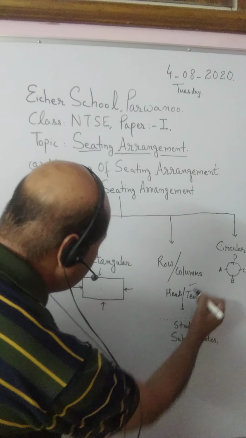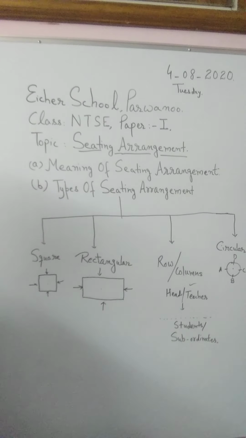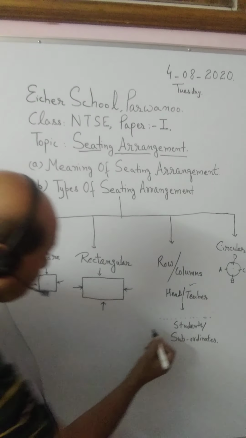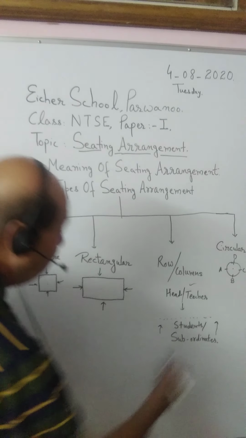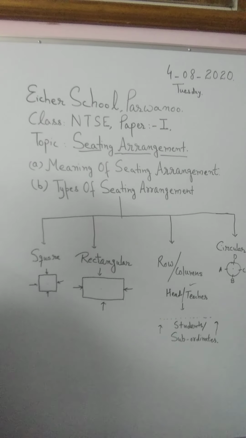The head is the senior; he may be a senior teacher, the principal, the head of the department or head of an institute, and the students are sitting in front of him, all in a sequential order. This sequential order, I repeat, may be on the basis of roll number from left to right or right to left, or their roster or their positions.